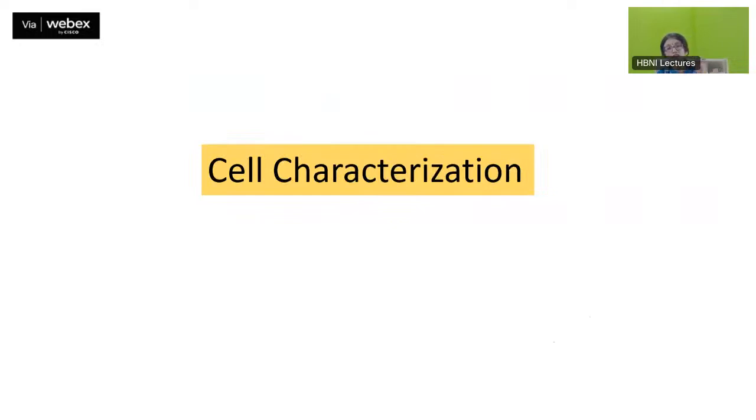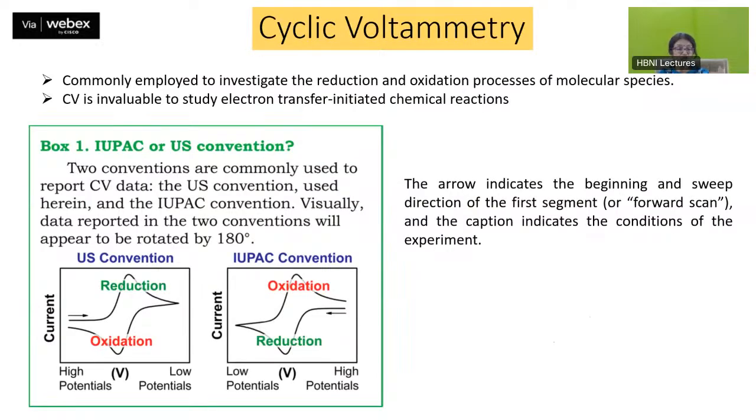So now our cell is prepared, whether it is a coin cell or a pouch cell. Now we come to the next part of the lecture, which is cell characterization. So how will you do the cell characterization? For this, we have a few techniques. We have cyclic voltammetry, which we normally do, and then you can also do something known as electrochemical impedance spectroscopy. So first we will discuss today cyclic voltammetry.